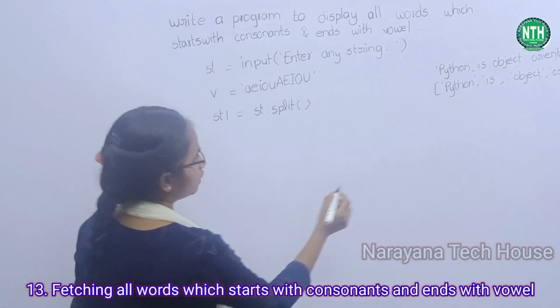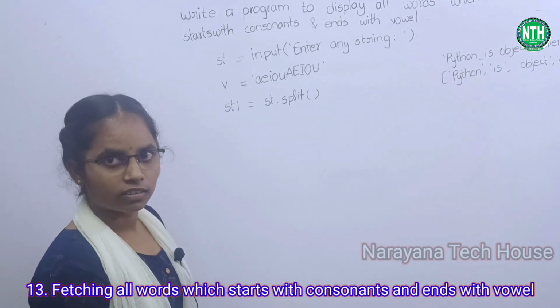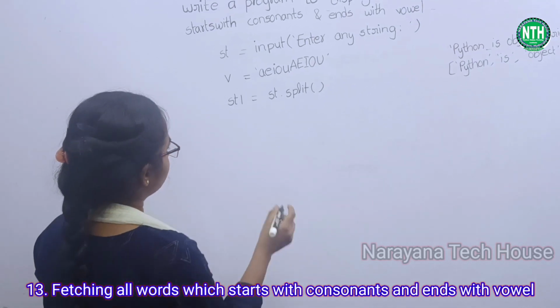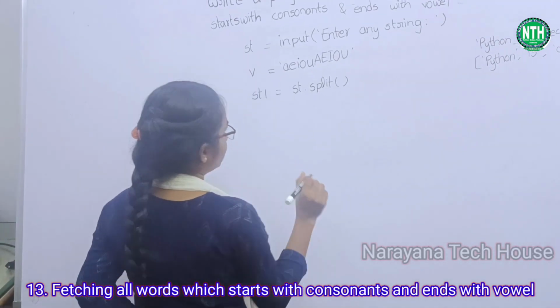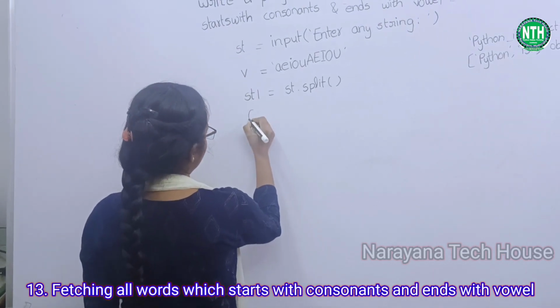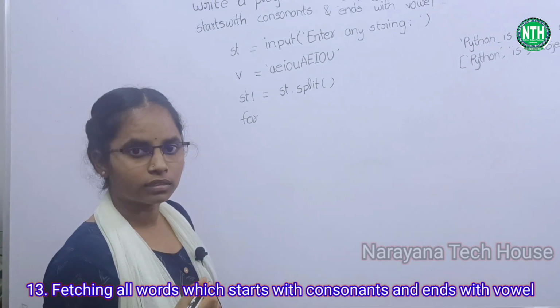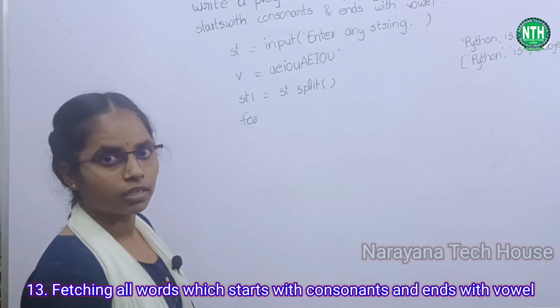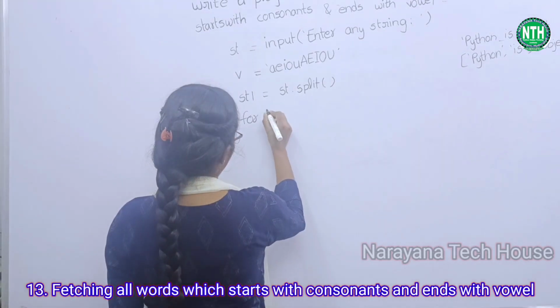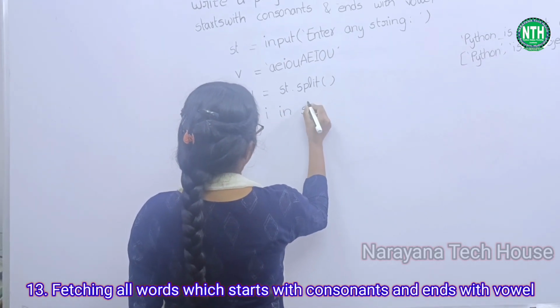The split function splits each word. So we have to check each word, whether it starts with a consonant and ends with a vowel. For checking each word, we take a for loop, because a for loop takes one word at a time. So for i in st1.